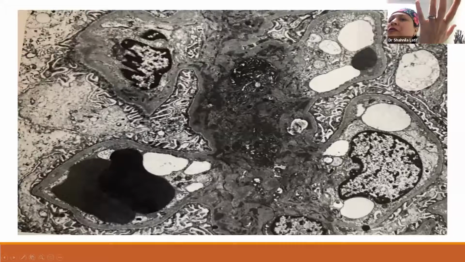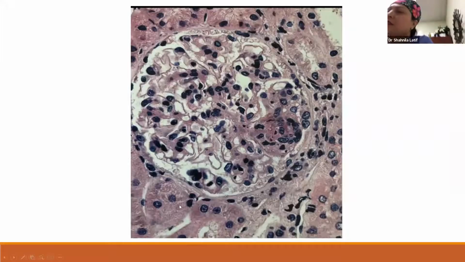So that's how we orient endocapillary versus outside the capillary. The basement membranes are the limiting plates there, right? If it's outside the capillary loops, then it's epimembranous deposits. If it's inside the capillary loops, then they are subendothelial deposits. And if they are in the mesangium, they are mesangial deposits. So yeah, it's very simple.